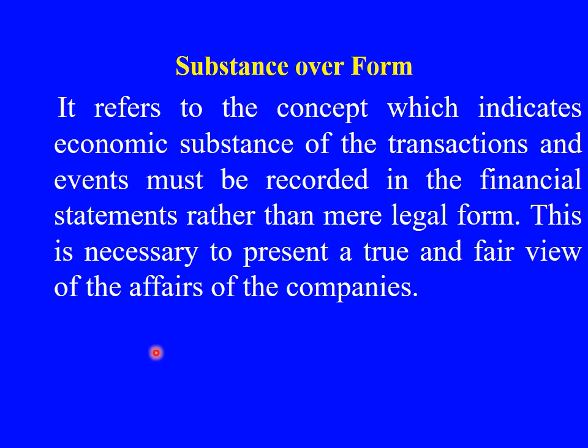For example, if you have purchased a vehicle on an installment basis, and by the end of the accounting year you have not paid the full installments, but still you have paid two installments, then you need to show the value of those installments paid along with your asset value in your books of accounts. That is substance over form. Even though that machine or that vehicle becomes yours legally after the payment of the final installment, there is an economic substance in the transaction, so you need to record that. That is substance over formality.